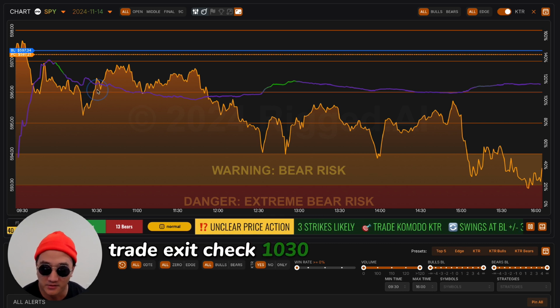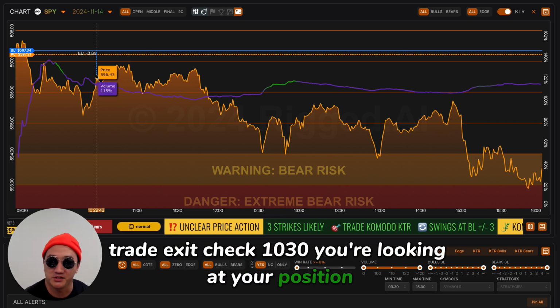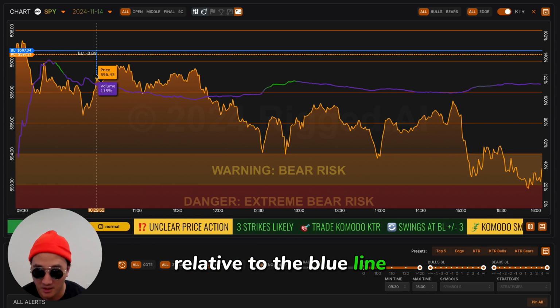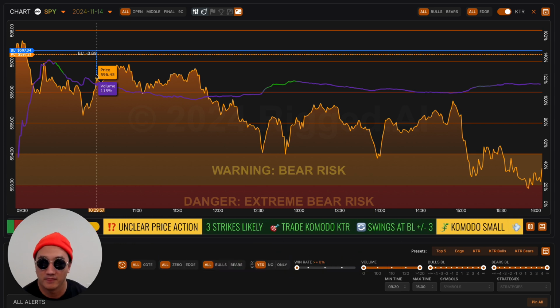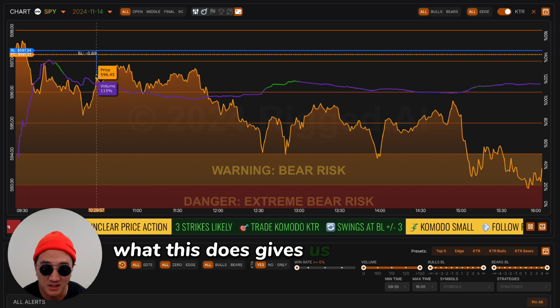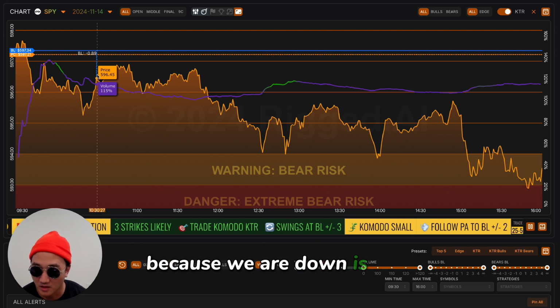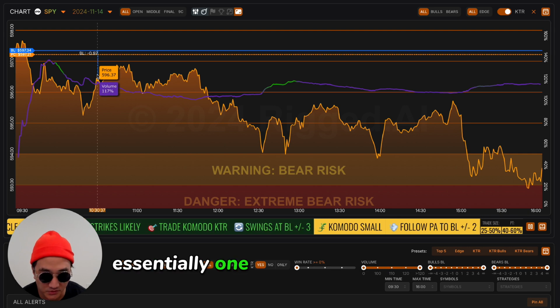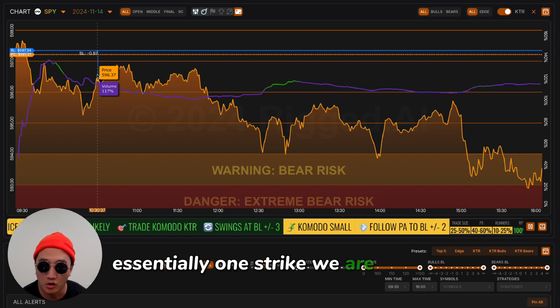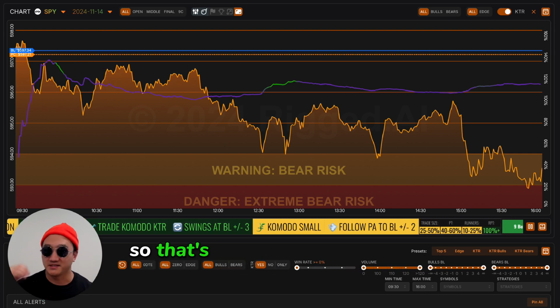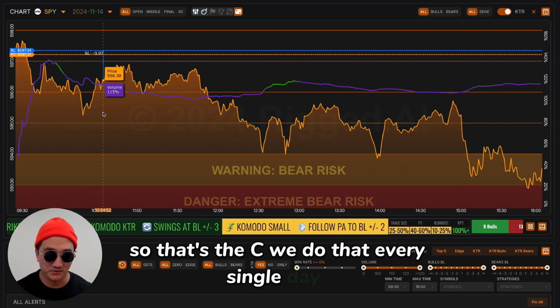Check, 10:30. You're looking at your position relative to the blue line, which is the opening price. What this does is give us bias for the session because we are down 0.89, essentially one strike. We are bearish. So that's the C. We do that every single day.